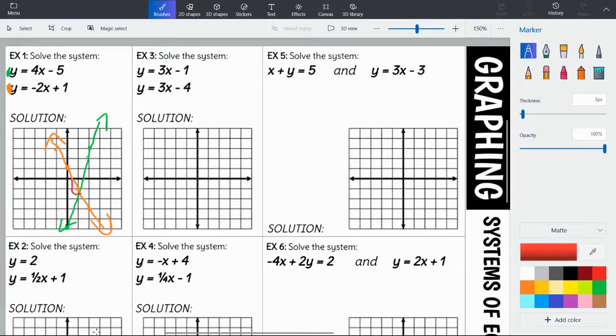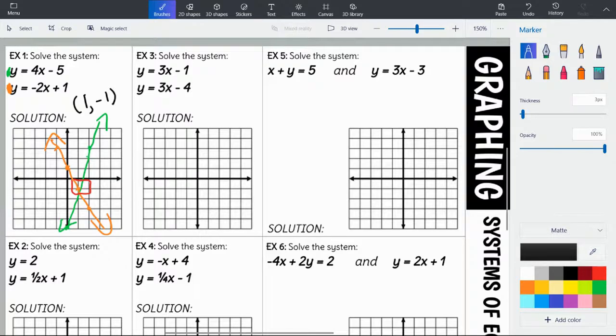Where they intersect is our solution. So our solution for this one will be 1, -1. It's just the point where they intersect, which is right there, 1, -1. So all you do for these is graph them and find the solution.